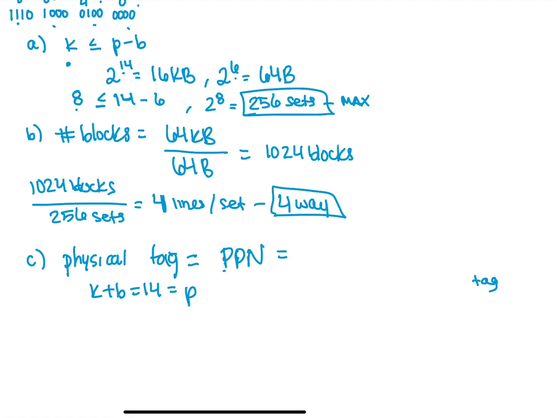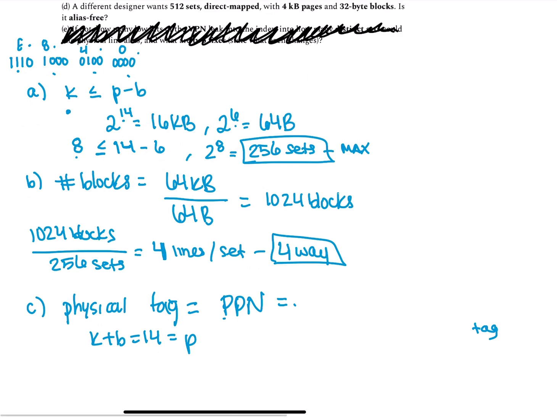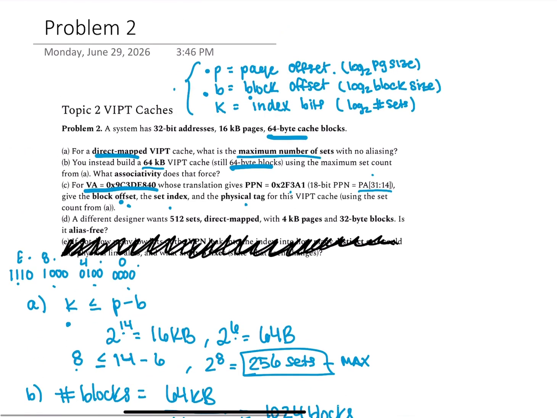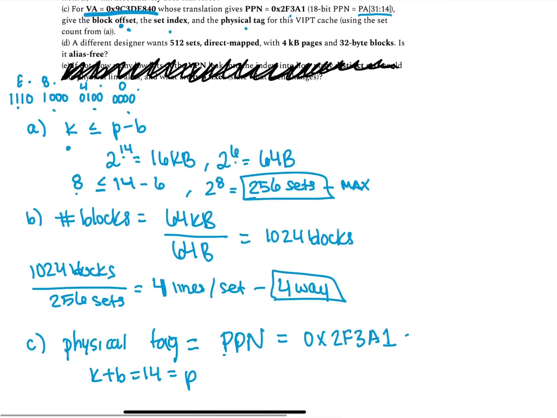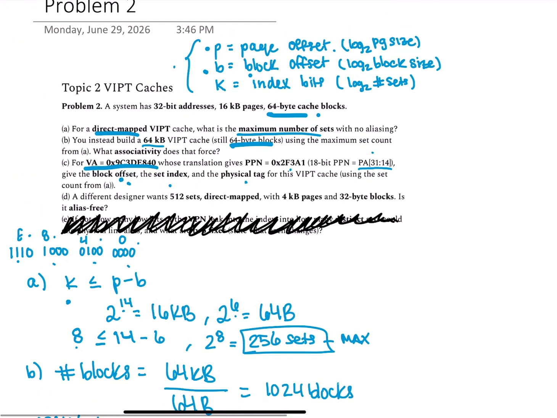So then the tag equals the PPN. The PPN, remember, was 0x2f3a1. So we figured out the physical tag. Next, let's look at the block offset. Remember, block offset is log base 2 of block size, 64 byte cache blocks. So log base 2 of 64 is 6 bits for the block offset, which I'll just call B because that's what we have up here.